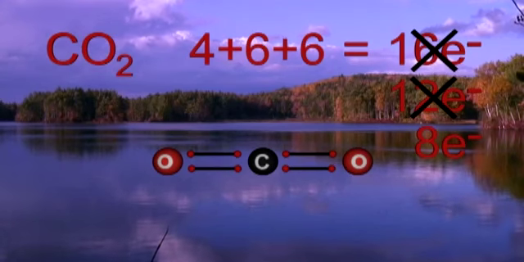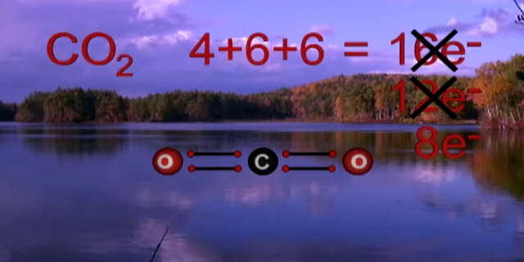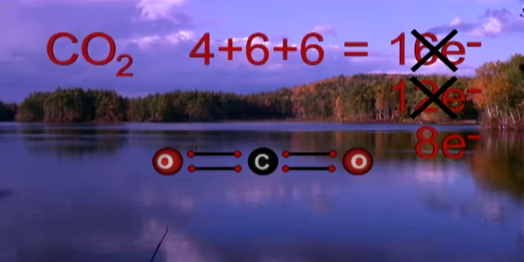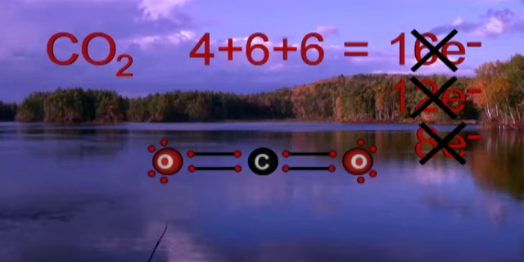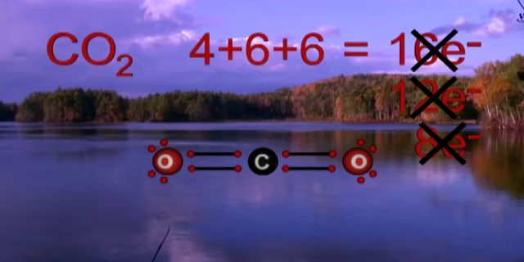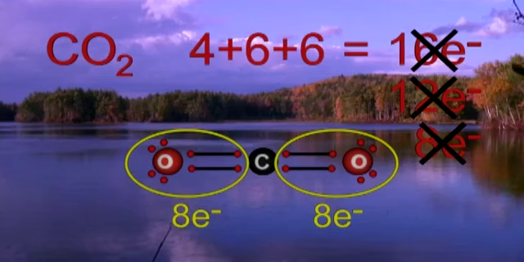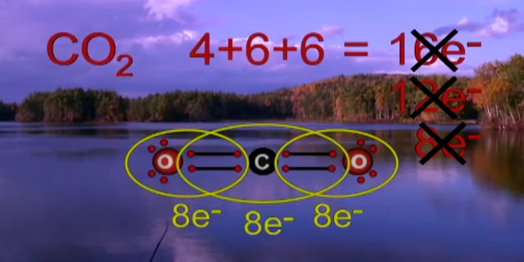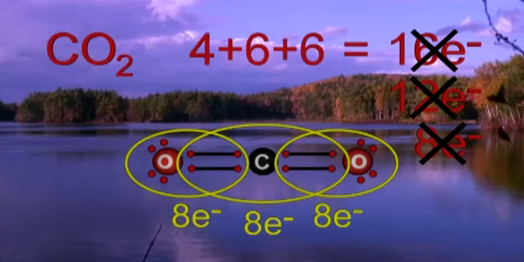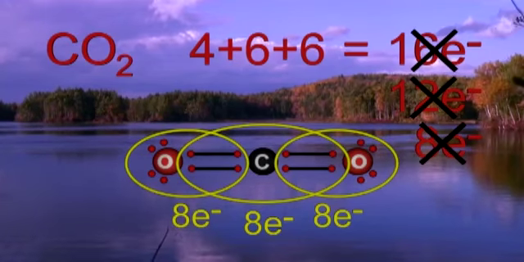Thus, let's try to place 2 more electrons between the oxygen and carbon atoms, creating 2 double bonds. Now we have used 8 electrons with 8 remaining. Placing 4 electrons on each oxygen atom means that each oxygen atom now has 8 valence electrons, and the carbon atom has 8 electrons. Thus, full valency for each atom has been achieved. Again, a trial and error approach was necessary for the last step.